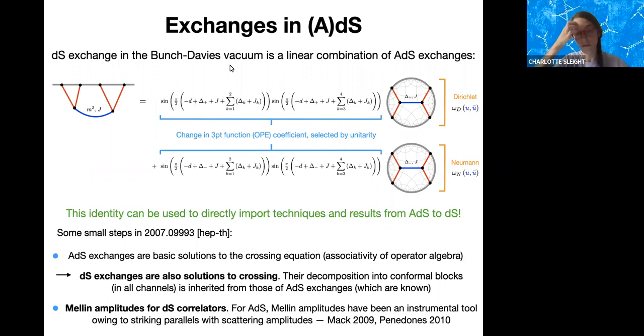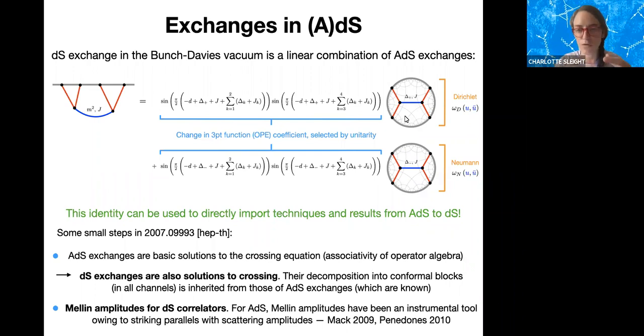So why do I find this identity interesting? What we have is an identity that holds between exchanges in the Bunch-Davies vacuum of de Sitter and anti-de Sitter space, which holds regardless of the way that we choose to represent the two: position space, momentum space, whatever space that you're interested in. So this really provides us with a way to directly import the techniques, the results, and understanding from AdS to de Sitter. And for me, this is particularly exciting given the increasingly central role that has been played by AdS exchanges in the bootstrap of plain vanilla Lorentzian conformal field theories, the physics in AdS.